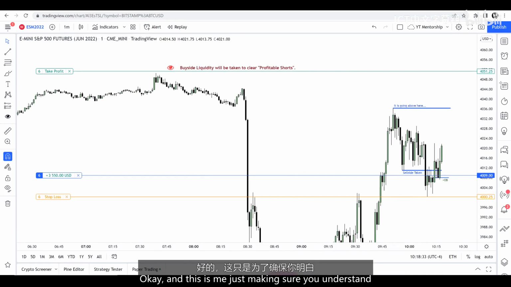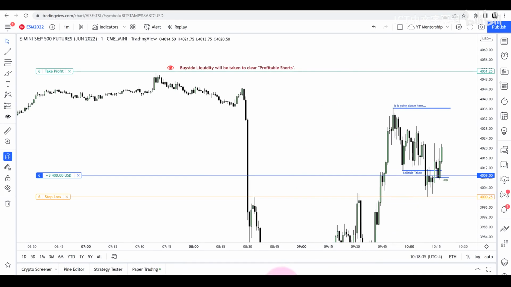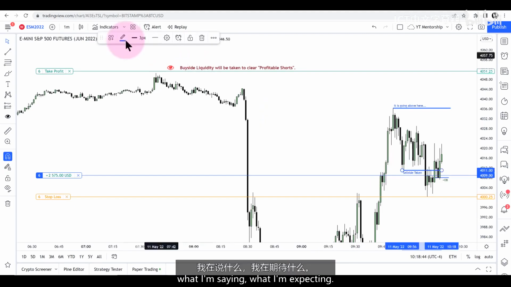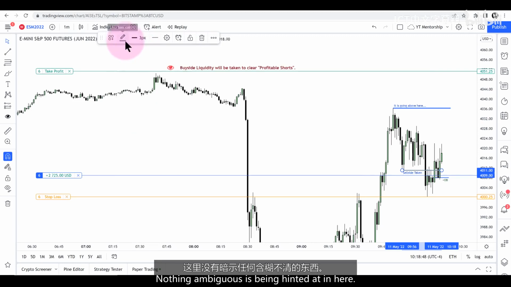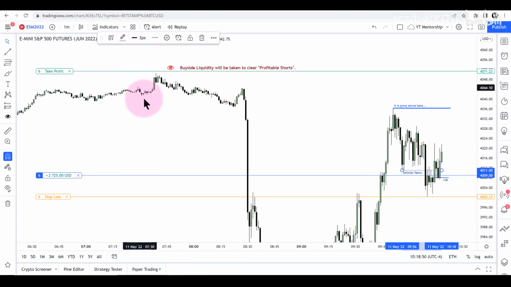Okay, this is me just making sure you understand that I see this before it happens. Not speaking in waffleese where it's hard to tell what I'm saying, what I'm expecting. It's very, very specific. Nothing ambiguous is being hinted at in here.